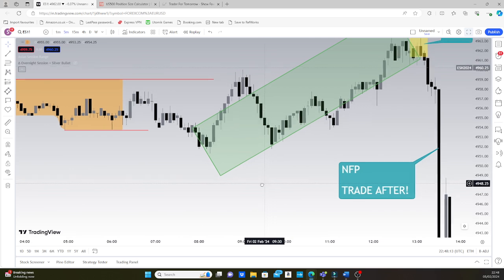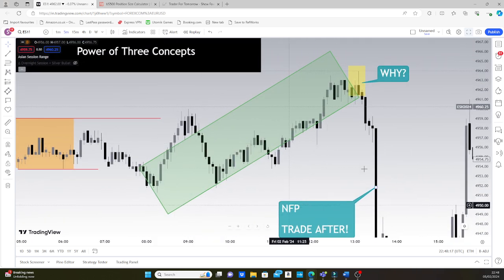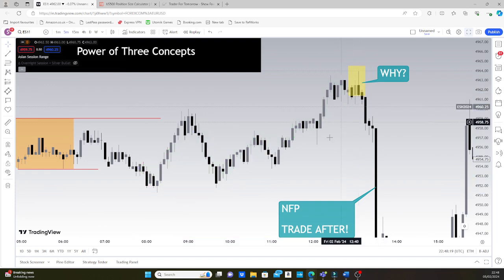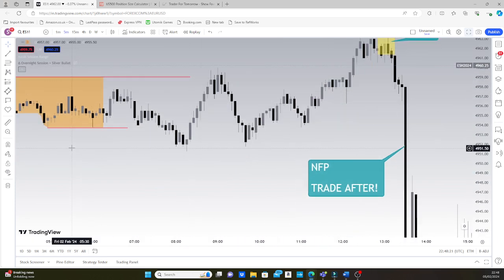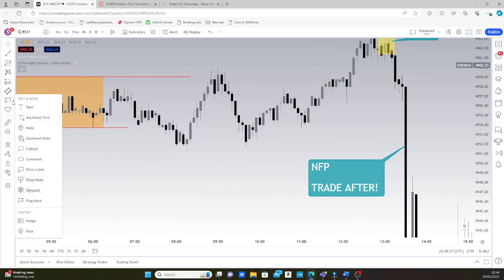So what does that represent, and why are we interested in this? What does this move here represent? This rectangle I've drawn over here. What we need to understand is that London is a manipulation phase of the market when it comes to the S&P 500.